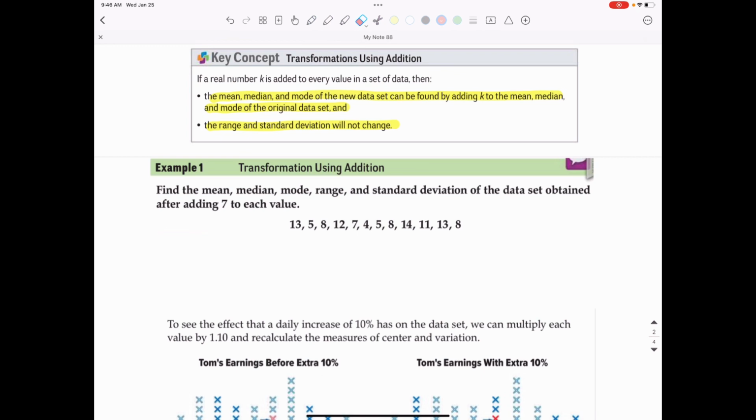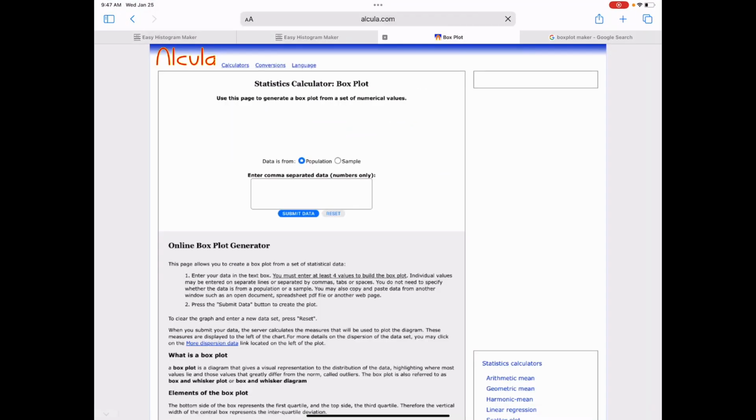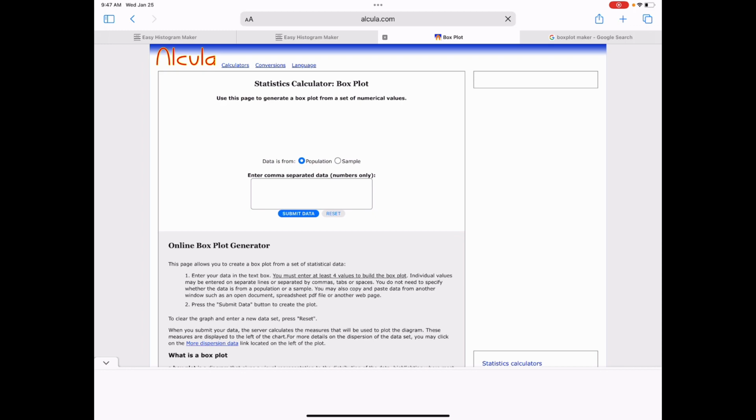I think that'd be the quickest way to use technology. So we will go to a box plot generator, and we will type in that data set.